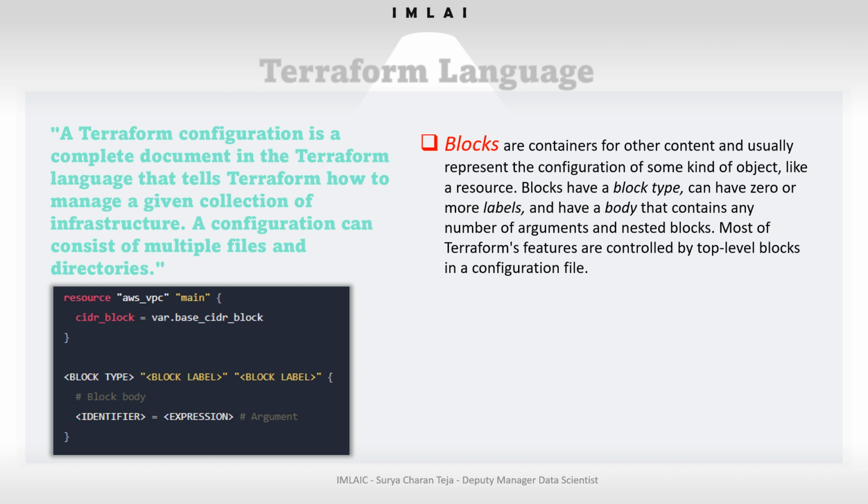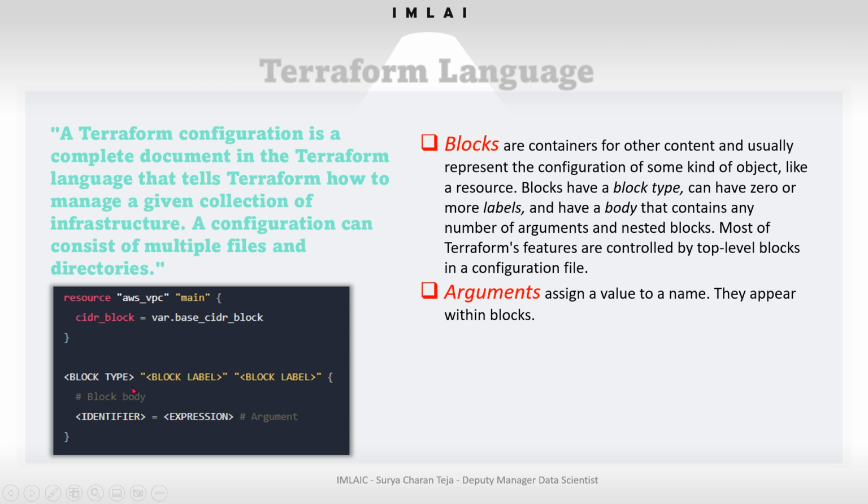Most of the Terraform features are controlled by the top level blocks in a configuration file. So this is your top level block. If there is one more block inside this block, a top level block, that's a nested block. Then we have argument. An argument basically assigns a value to a name. This is our value and this is our name. That's why we call it an identifier. The name is like a variable identifier, and then the expression is our value.